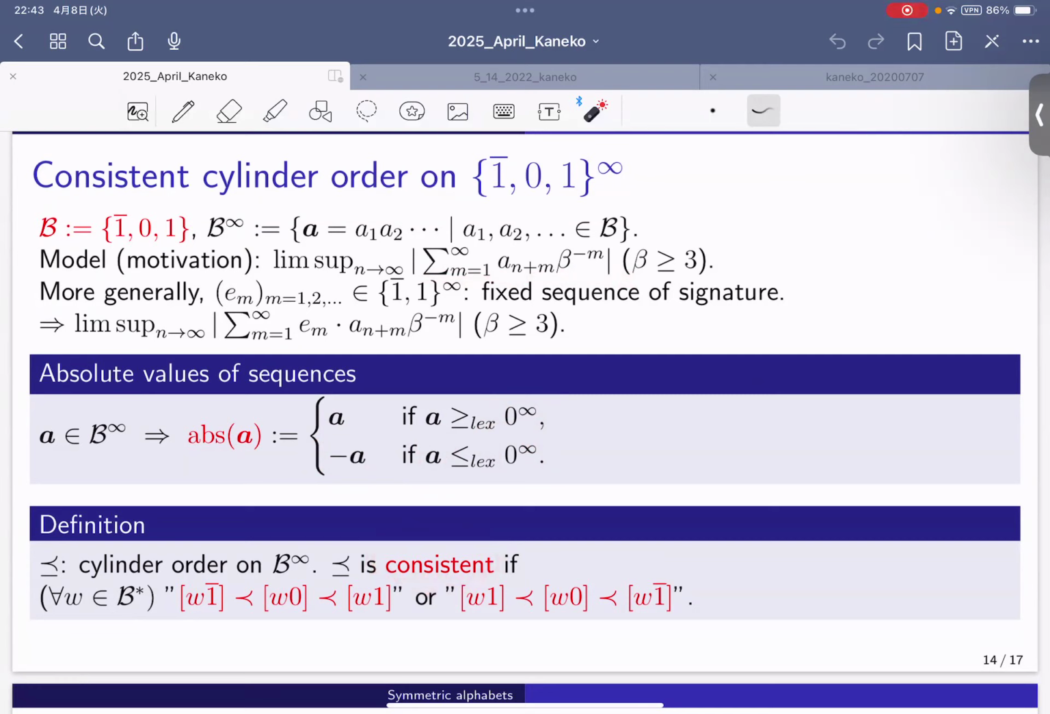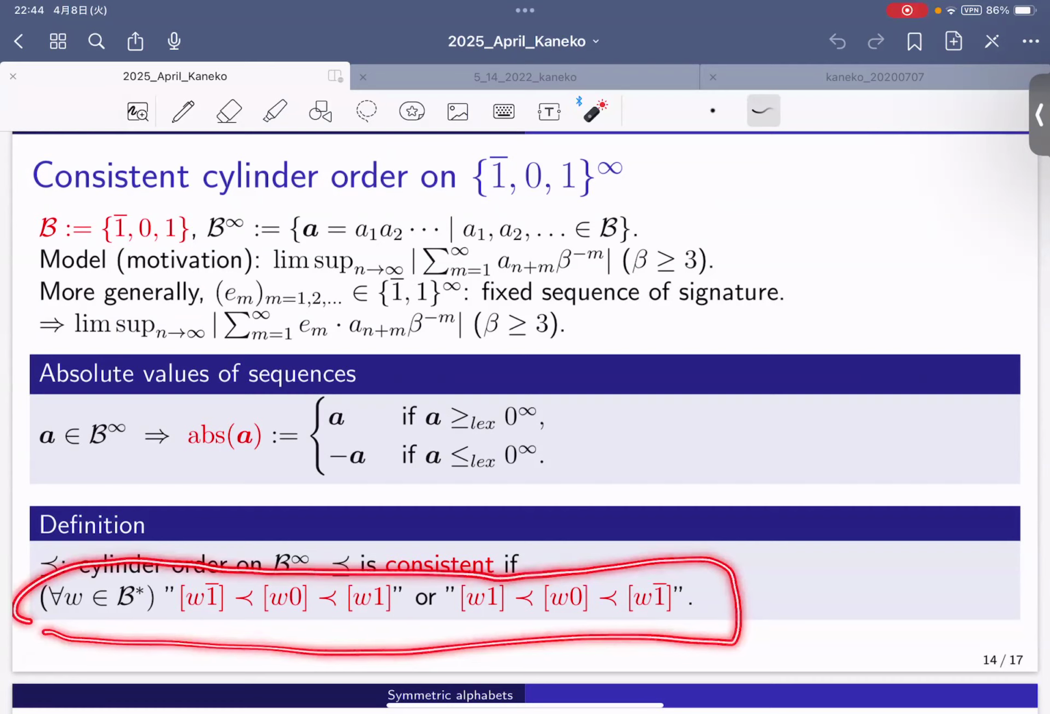So the cylinder order is consistent if and only if the following holds. For any omega, W a finite word, this order holds or this order holds. So it comes from this motivation. You know that, for example, in this setting, 0, 1 is greater than 0, 0, and greater than 0, 1 bar. So it's a natural assumption that comes from this setting.